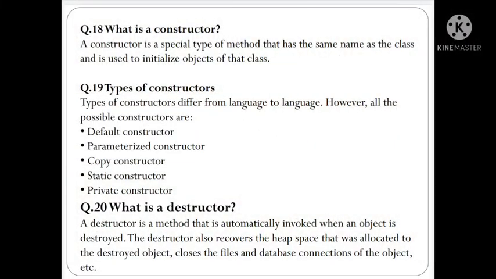Question number 18. What is a constructor? A constructor is a special type of method that has the same name as the class, and it is used to initialize objects of that class. Question number 19. Types of constructors. Types of constructors differ from language to language. However, all the possible constructors are default constructor, parameterized constructor, copy constructor, static constructor, and private constructor.